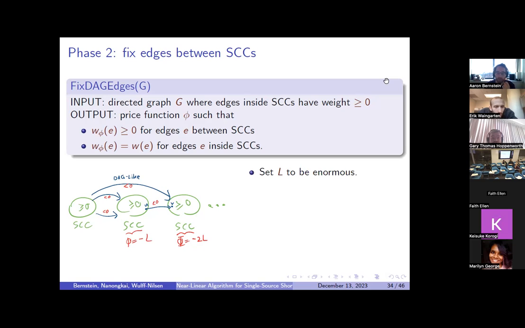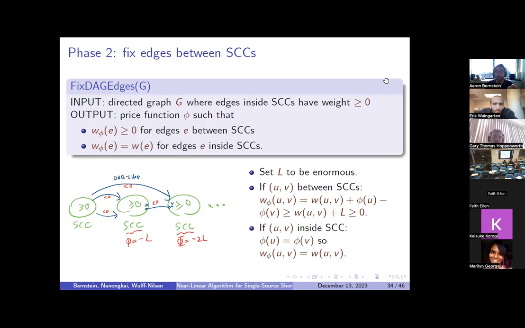So what happens when you look at any edge from U to V? What is its reduced weight? Well, you're adding phi of U and subtracting phi of V. But since V is in the later component, in the end, you're adding at least L. You're adding L or 2L or 3L, but you're adding at least L. And since L is enormous, you're basically adding at least L to all the edge weights, and so they all become non-negative.